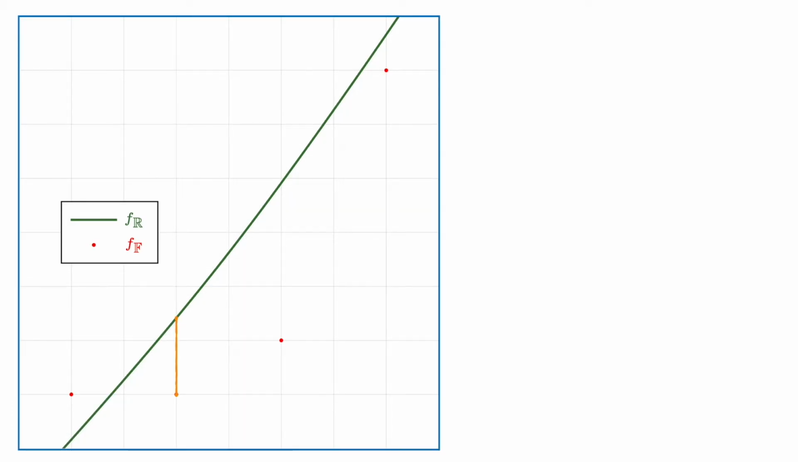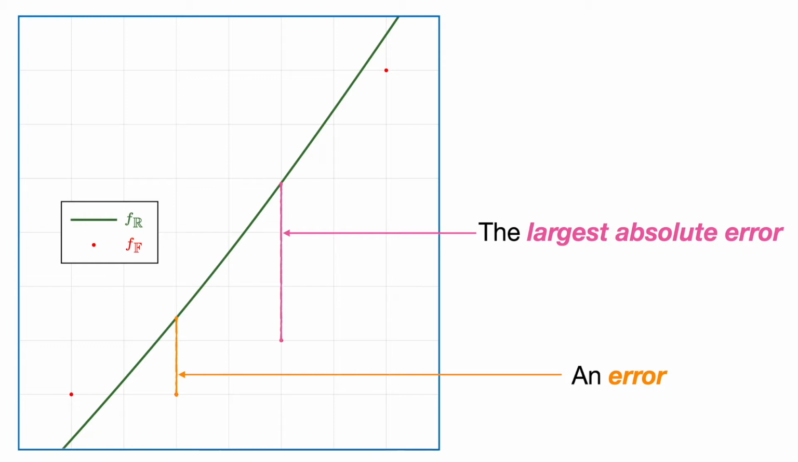Here, the distance in orange is the distance between a point computed over floats and the equivalent point computed over real numbers. It is what we call an error. It occurs for a given input, where the result over floats and the result over reals differ. A particular error of interest is the one shown in pink. It is what we call the largest absolute error. For some given input interval of the function, it is the biggest error that our function can reach.